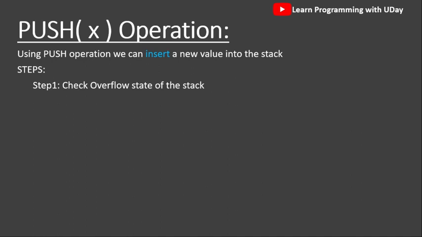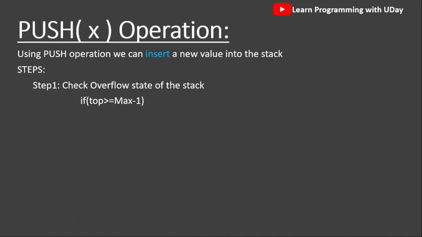If the stack is in the overflow state, then we won't be able to insert any number into the stack. We check the overflow state of the stack using this condition, which is top greater than or equals to max minus 1. Here max is a constant which holds the maximum number of elements we can store in a stack. For example, take 5 as the maximum value, then in the stack we will be able to store only 5 numbers, where the index number starts from 0.